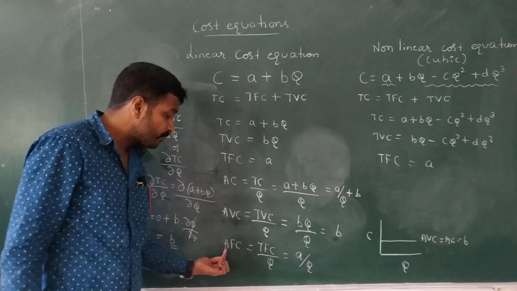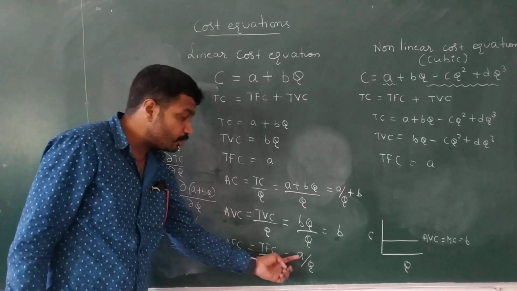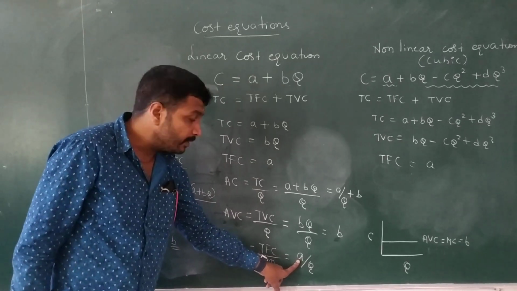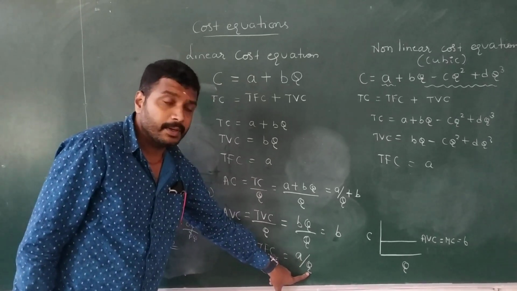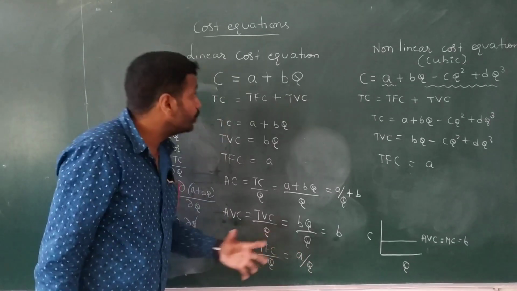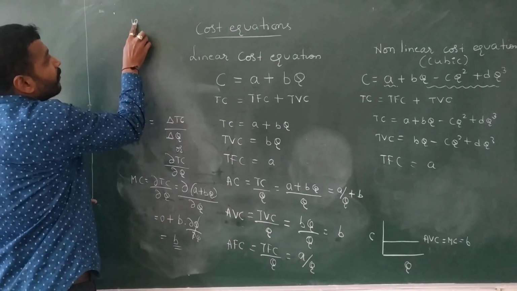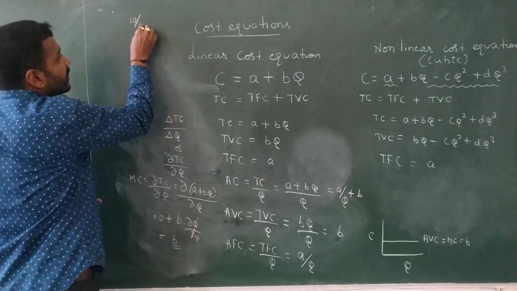Now we need to know the shape of AFC, which used to be A by Q. You know that A used to be a constant and Q used to be a variable. So what used to be the shape of this, you need to understand. Let us consider a simple example. Instead of A, I will consider it as 10.